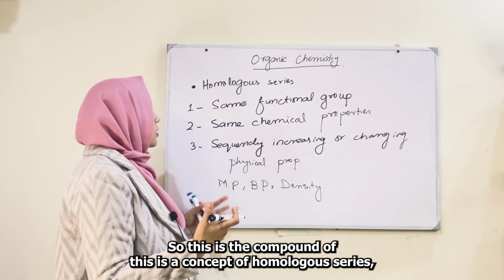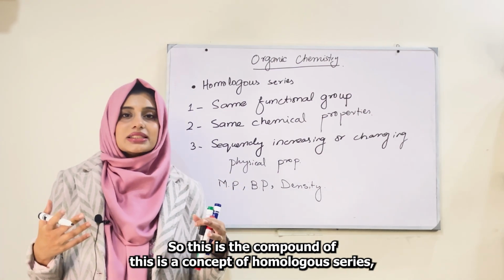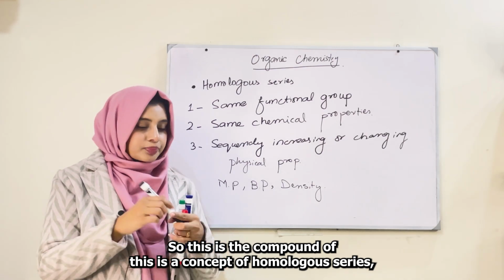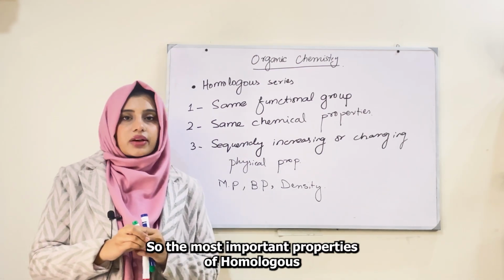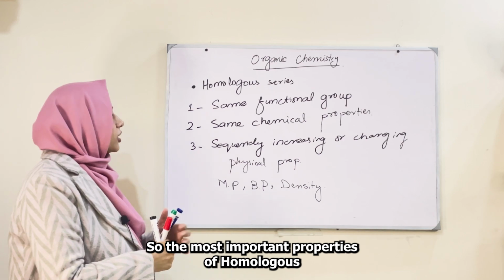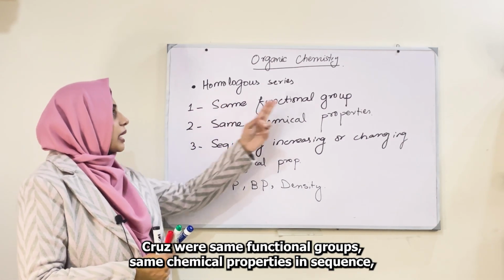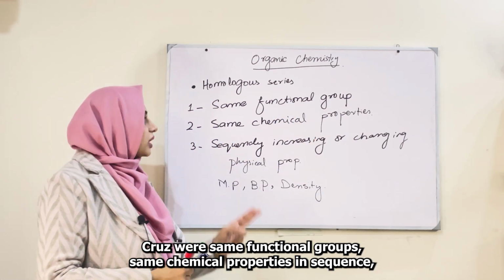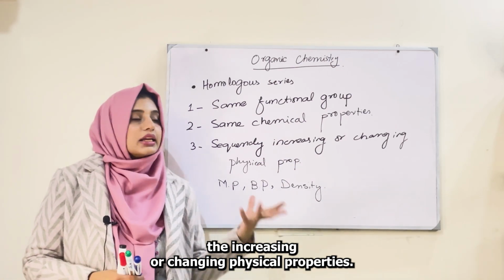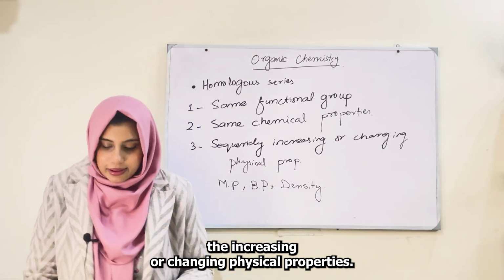So this is the concept of homologous series. Same is the case with others. The most important properties of homologous series are the same functional group, the same chemical properties, and sequentially increasing or changing physical properties.